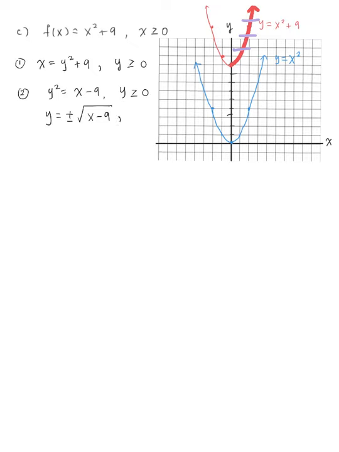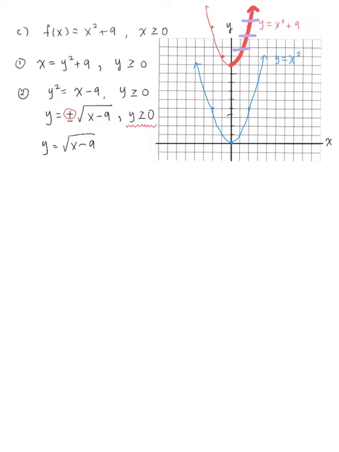However, look at this beautiful domain restriction. This is telling you that your y better be greater than or equal to 0, meaning y has to be positive. You're only going to take the positive part of y, so we get to keep just one function. So here what we're going to get is y equals the square root of x minus 9.